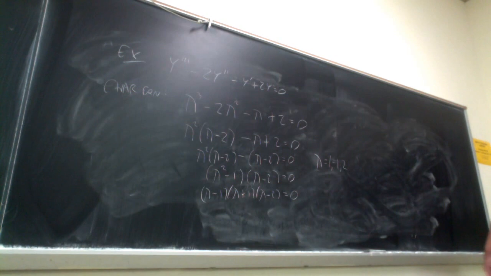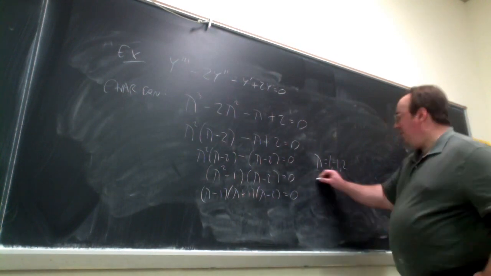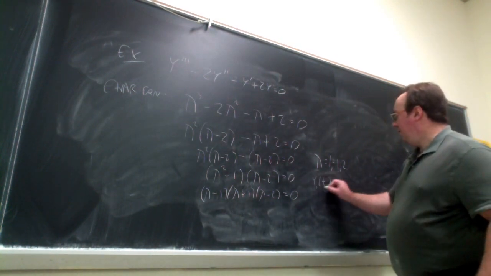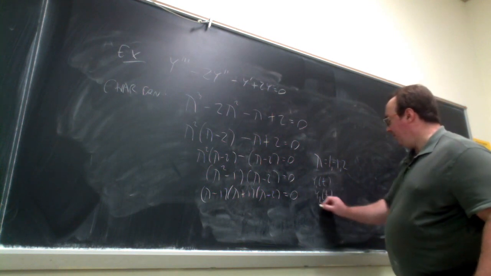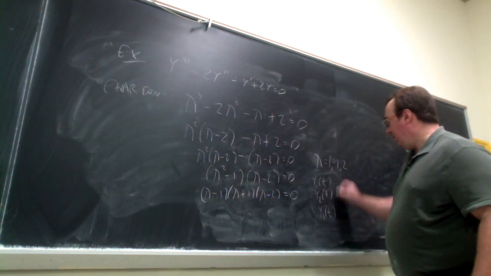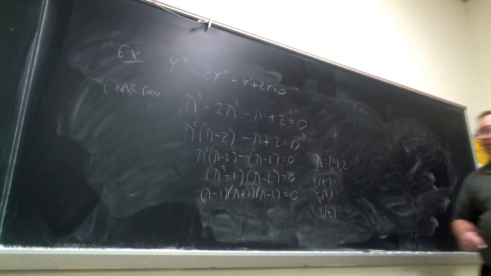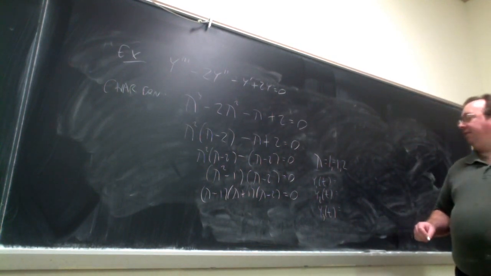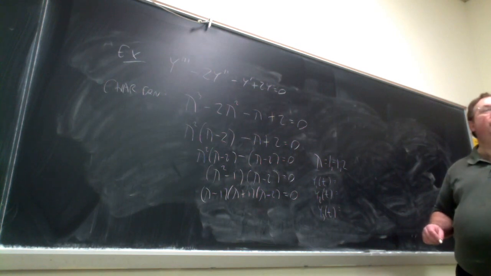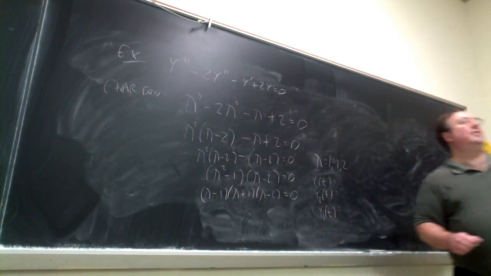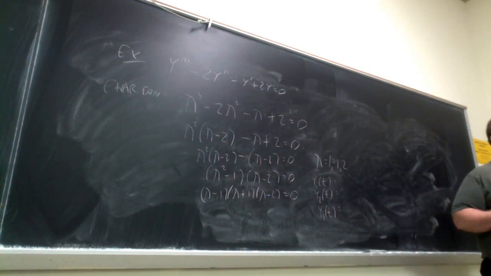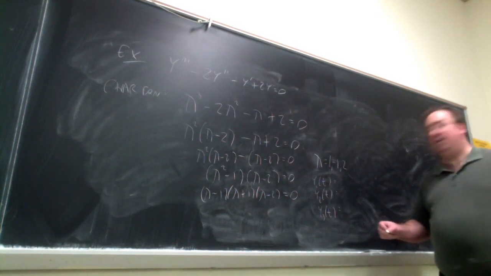Okay, so now we have 3 distinct real roots, and we need to write down 3 solutions, and we don't really care what order they're written in. So what would the solutions be in this case? Real roots, just like second order.